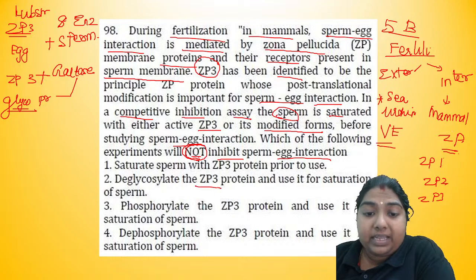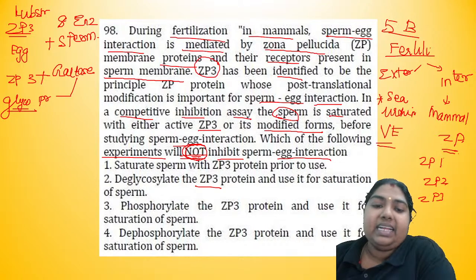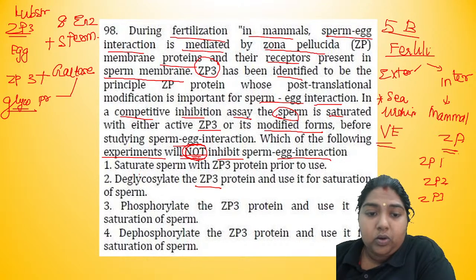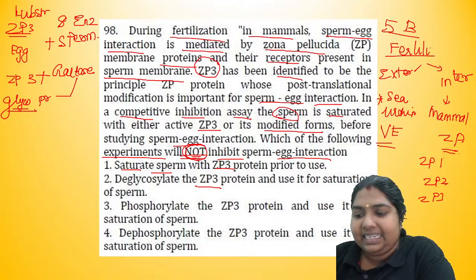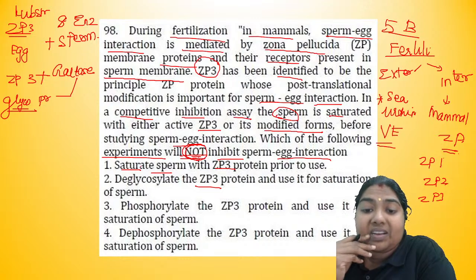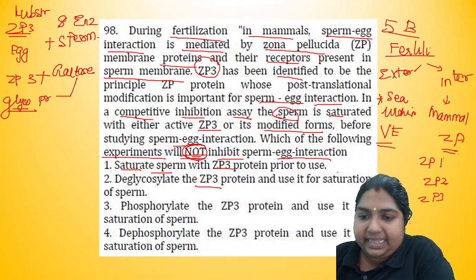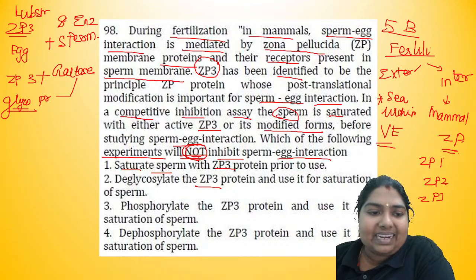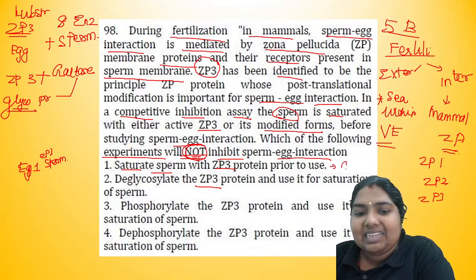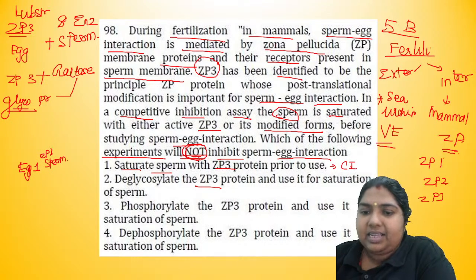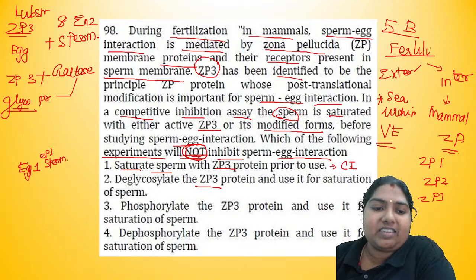Which of the following experiments will not inhibit? If at all you are saturating the sperm with ZP3, okay, this egg 1 is containing ZP3. It could have bound to the sperm. So when you add the egg 2, there is competitive inhibition. Yes or no? Do you understand the first point now?